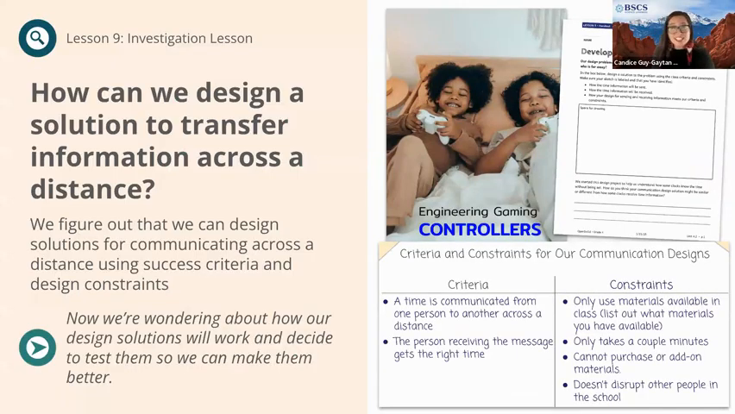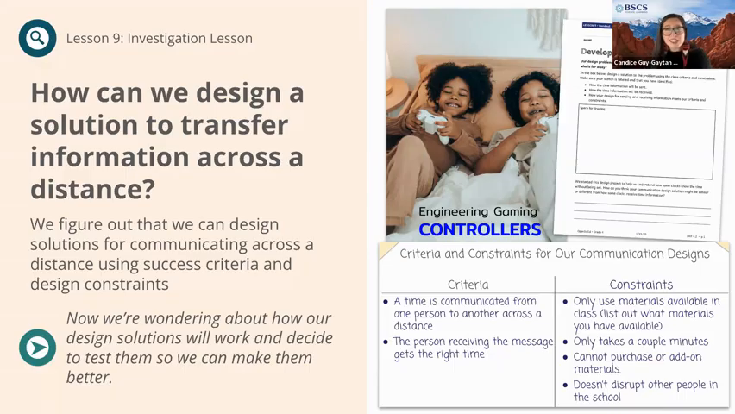Okay, so in this next lesson, our first investigation lesson in lesson set 2, we recall that we were wondering about clocks that always have the right time, and we decide to explore ways to communicate information across a distance, since that's what clocks do. They help us know what time it is from across a classroom, for example. And we hope that by engineering solutions to this problem, it can maybe help us figure out how some clocks always have that right time.